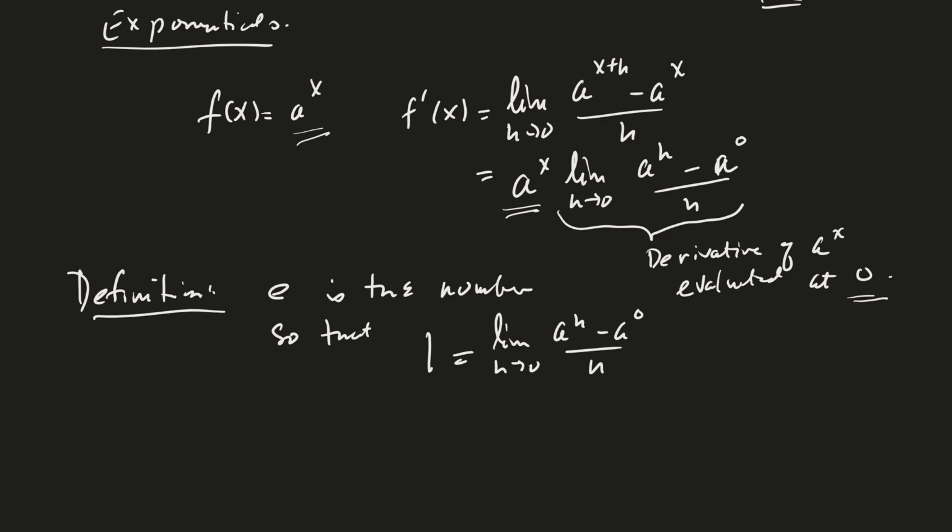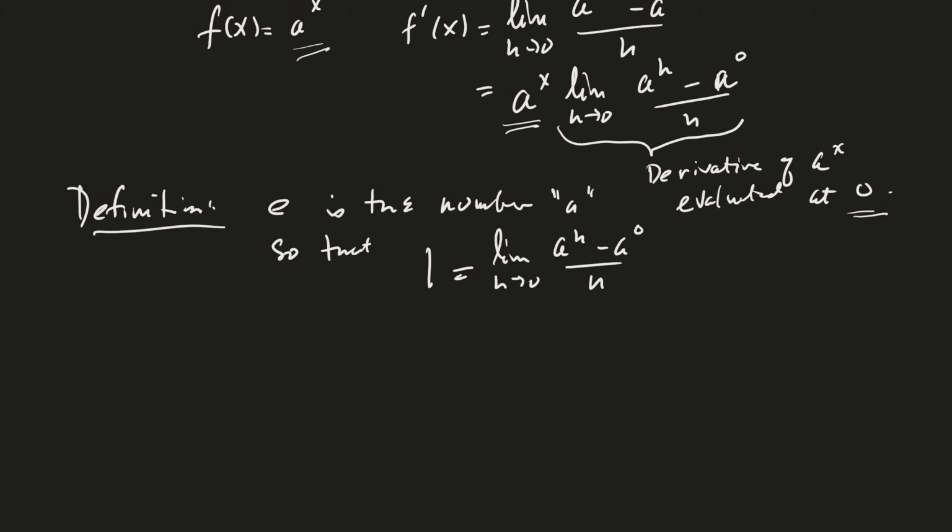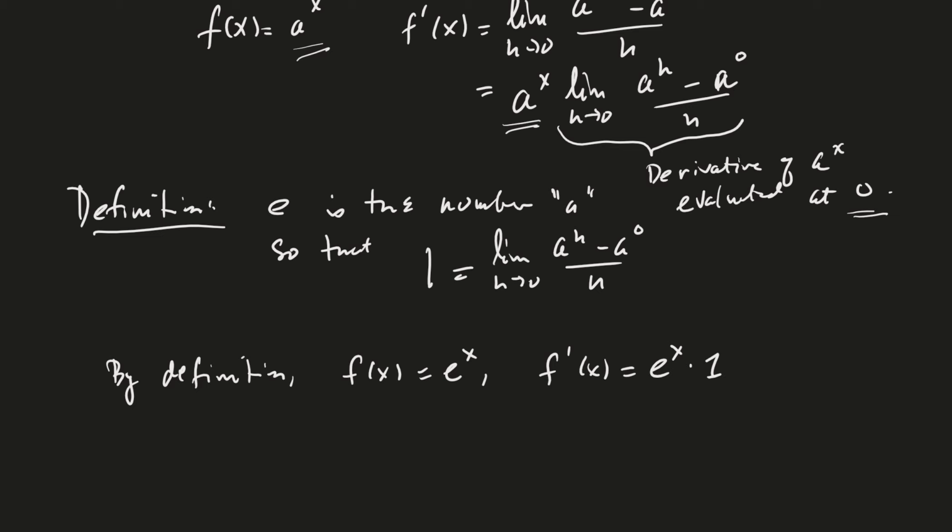And that's a really weird way of defining it, right? The number a such that this is true? Okay, but it does work out that you can define e to be this, and so therefore by definition, if f of x is equal to e to the x, then the derivative is e to the x times 1, which is e to the x.